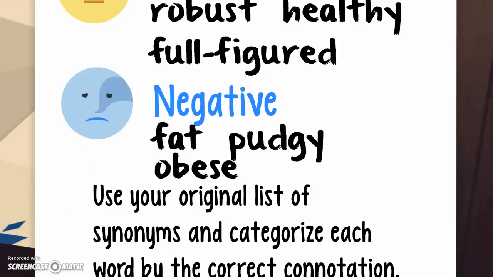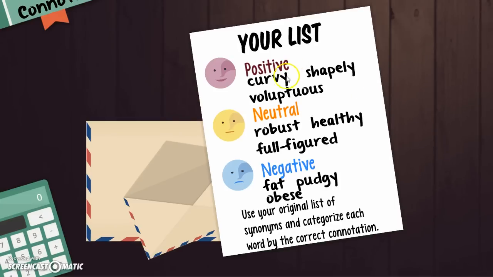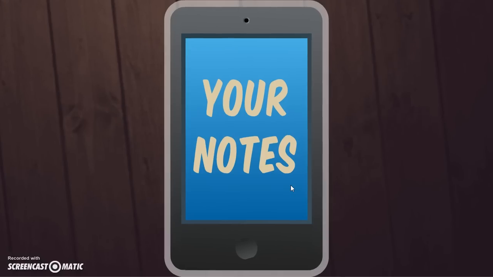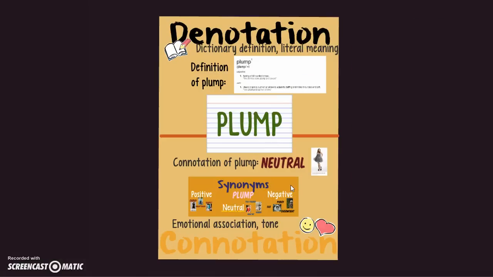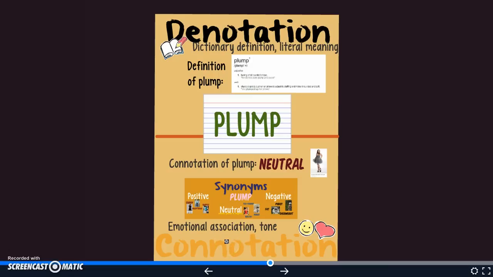So, remember, with your list, you should have your own words for positive, your own words for neutral, and your own words for negative, okay, on your list in your chart for your notes. So, your notes, when they are done, should look like this. They should have denotation on the top, the definition of plump, all that plump in the middle, the connotation of neutral, the smiley faces and the frowning faces and everything right here too, that's missing. Tone definition, connotation definition, and your chart right here in the middle.